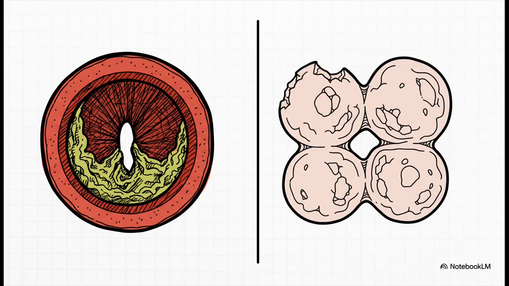So this is the take-home message. Please remember this. One is a problem of mucus and inflammation in the tubes, in the bronchi. The other is a problem of the air sacs themselves, the alveoli, losing their structure and their elastic recoil.